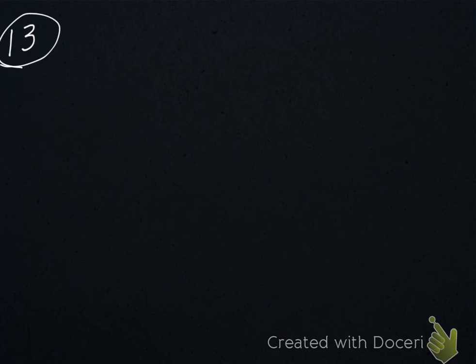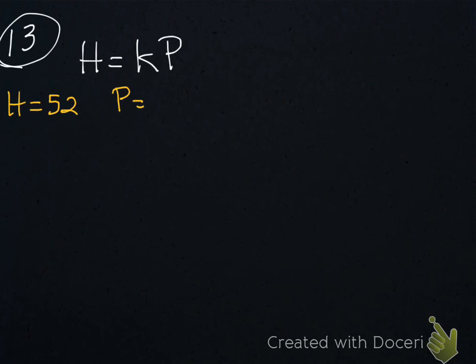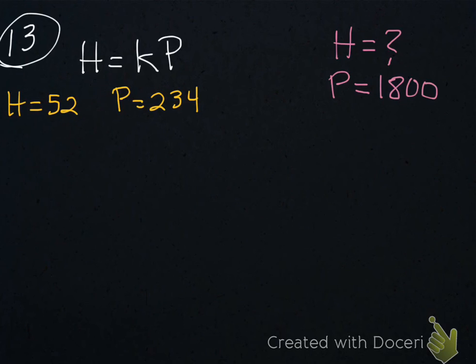Number 13. In a survey, the number of people preferred hot cereal is directly proportional to the total people surveyed. So I have hot cereal. Directly means we multiply times the number of people. Easy enough. So now the first set of criteria said 52 preferred hot. So hot equals 52 out of a total of 234. My second set of criteria, they want to know how many hot out of a total of 1,800 people.